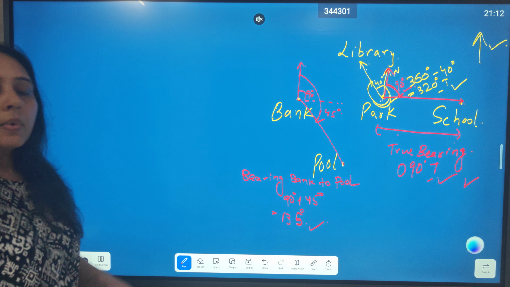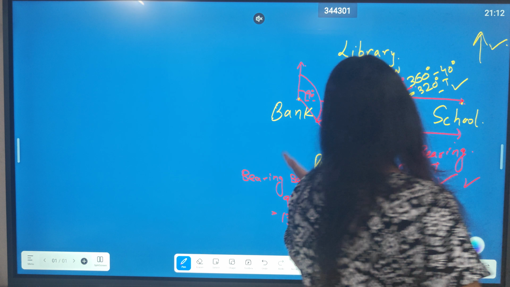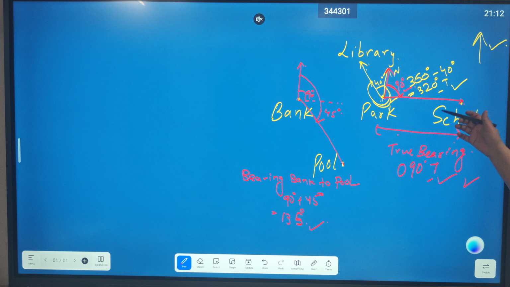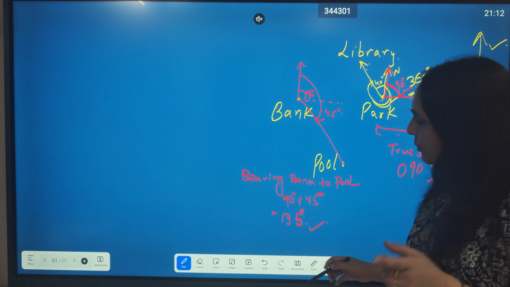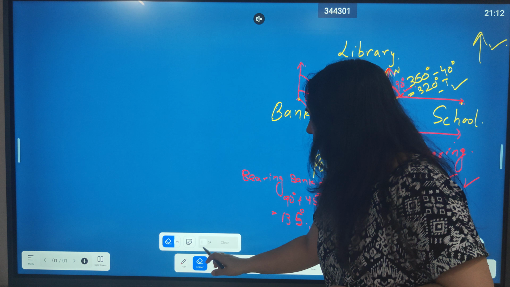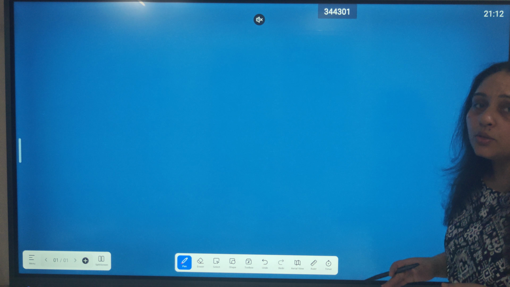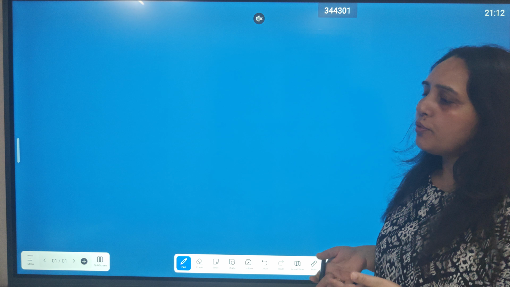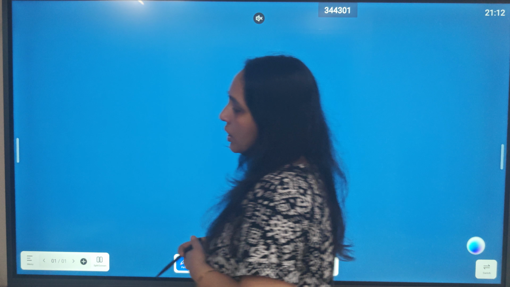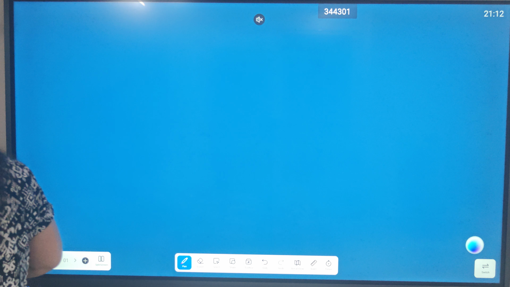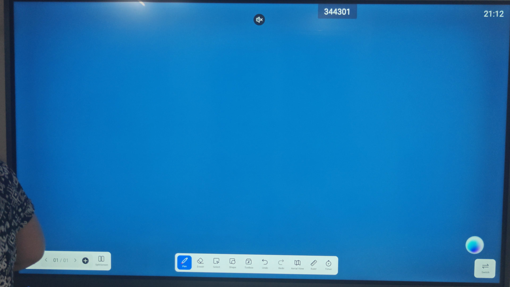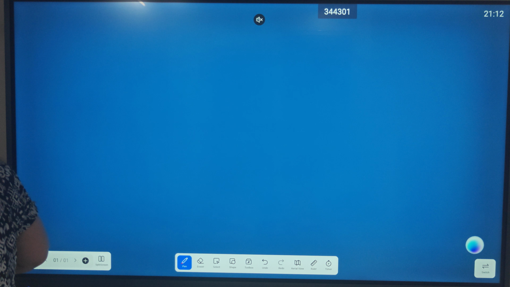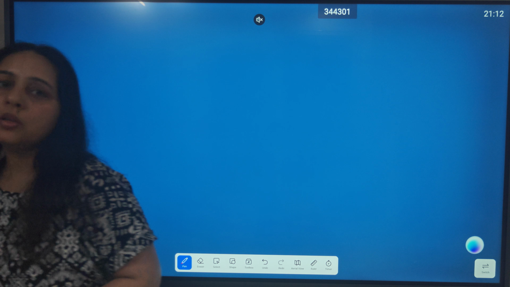Okay, is it clear how to find out the true angles and true bearing from any direction? What is important in it is that you must know, whatever angle is given to you, from where you are going to find it out. That's the important thing in it. Okay. Now I have a question based on it. Give me a second.